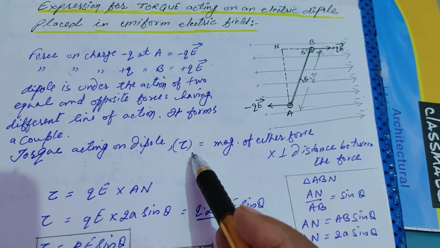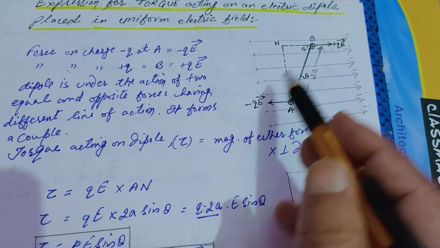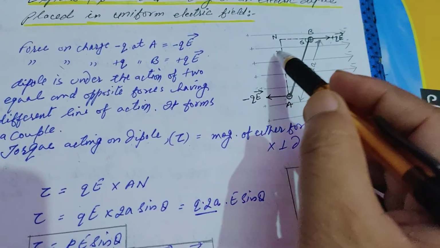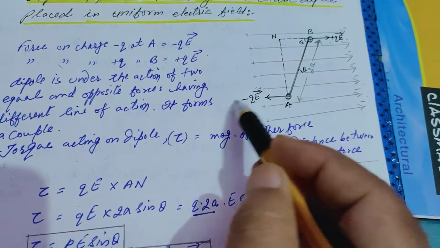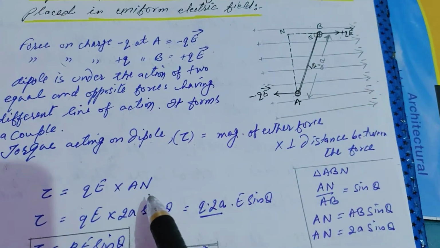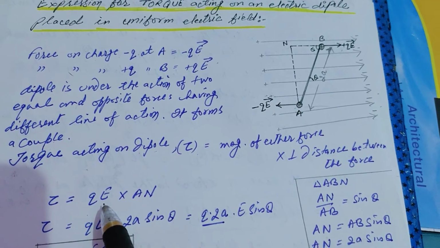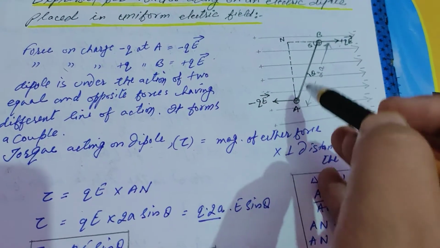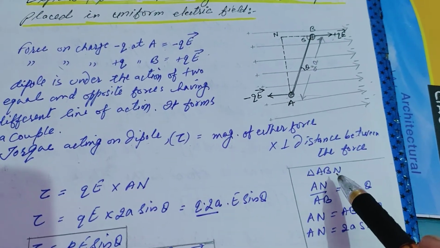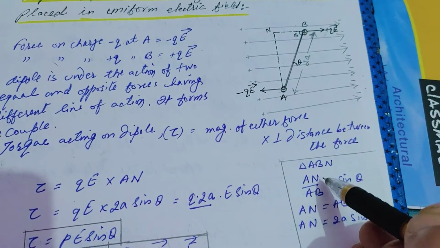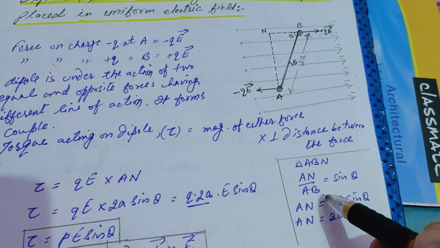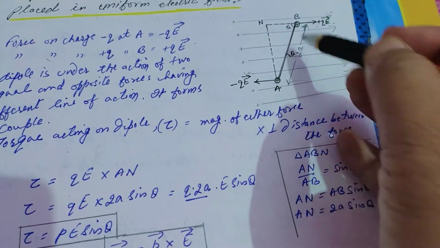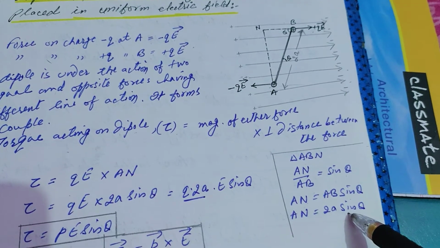And what is the formula for torque? Magnitude of either force, that is qE, times the perpendicular distance between the two forces. This is one force, this is the second force, so AN is the perpendicular distance. Now to calculate AN, I will take triangle ABN. You know AB, so AN upon AB is sine theta, AN is AB sine theta, and AB is 2a, so AN is 2a sine theta.